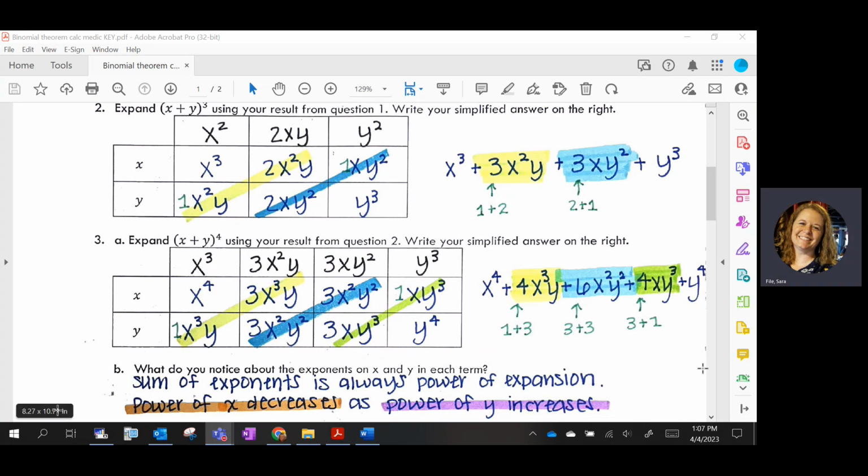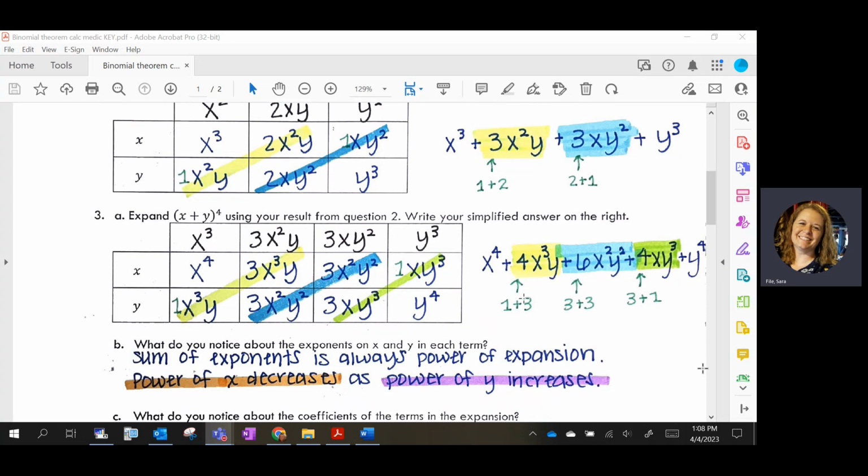Something else you may have noticed is that the power of x decreases each term, so it's x to the 4th, x cubed, x squared, x, and then there's no x at all. That's like x to the 0, isn't it? Okay. Y is going in the opposite direction. It's increasing in degree. It's y to the 0, y, y squared, y cubed, y to the 4th. So they're going in opposite order of increase and decrease in degree. Does that make sense? Okay, so maybe you noticed one or the other of those. Maybe you noticed both, but I would write both down now if you didn't have them.